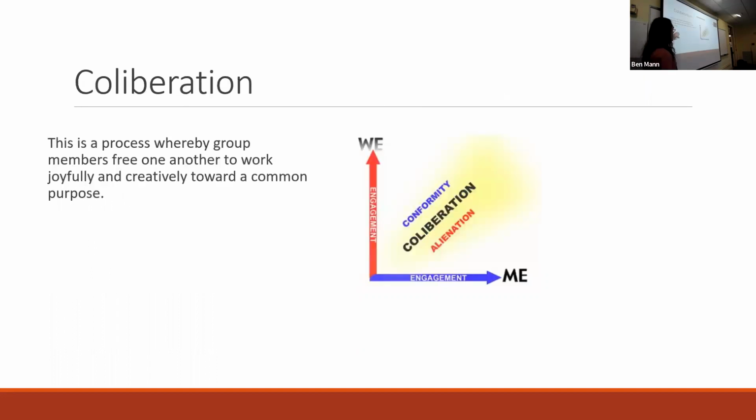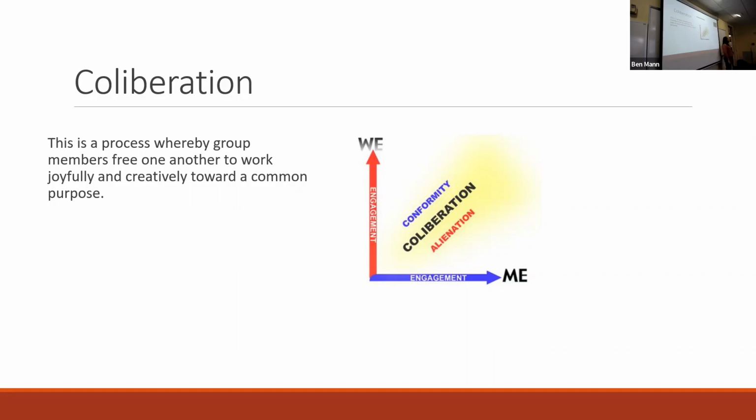And this brings us to the idea of co-liberation, right? The idea that ideally a group is more than the sum of its parts. That the joy and the passion of working in a small group is the idea that you're coming up with ideas, you're working together, you're drawing from each other's strengths, and you're doing more with less as a result of working together effectively. We're working joyfully and creatively, ideally. This might be a very theory-oriented approach, that we're achieving self-actualization through group participation. That happens through a combination of your own engagement with the group, right?